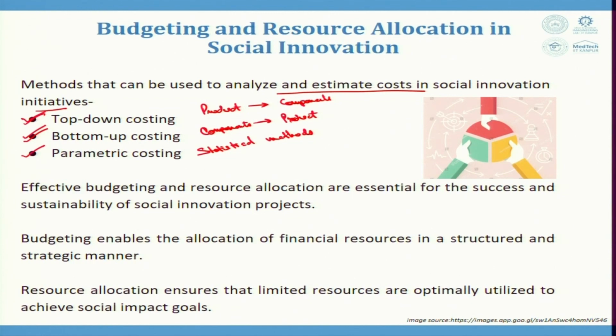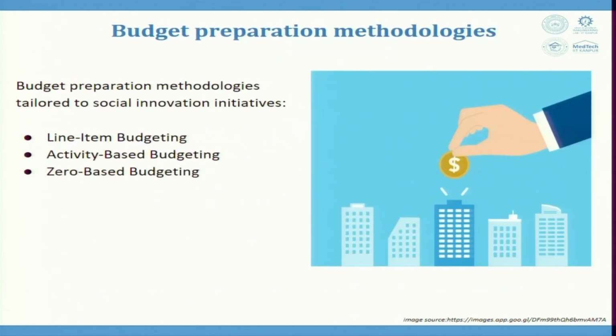Now, effective budgeting and resource allocation are essential for the success and sustainability of social innovation projects. Budgeting enables the allocation of financial resources in a structured and strategic manner. Resource allocation ensures that limited resources are optimally utilized to achieve social impact goals. When I talk about budgeting, the budget preparation methodologies tailored to social innovation initiatives could be line item budgeting, activity based budgeting or zero based budgeting.